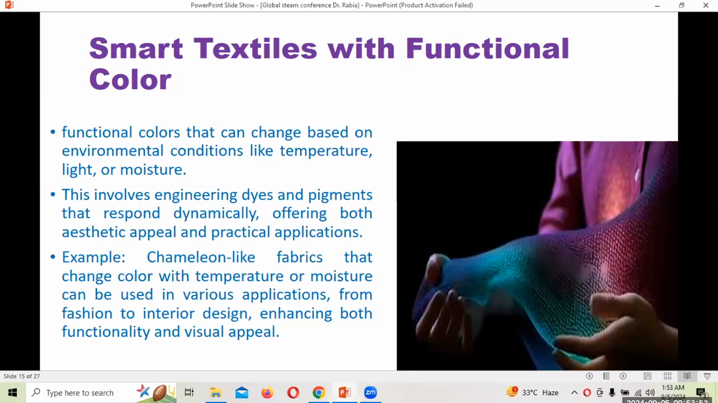Smart textiles are also used in wound healing processes, where the color of the wound membrane will tell you at what stage your wound is. So you don't need to change the wound membranes again and again to see the stage of wound healing. Only the color of the wound membranes can tell you.